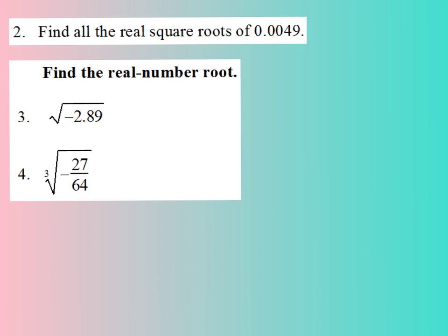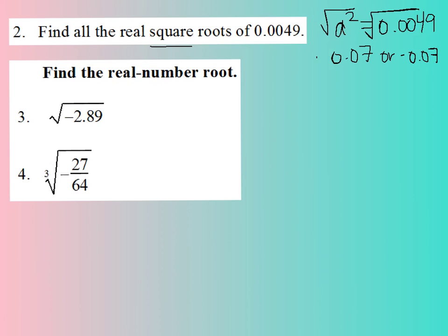Moving on. Alright, number 2 says find all the real square roots of 0.0049. Alright, so square roots lets us know that we're trying to find a number times itself. So what number, when you square it, is equal to 0.0049 is what this wants to know. So what you do is you just take the square root of each side to undo that square. So the square roots would be 0.07 or negative 0.07. So these are our real square roots of this number, both the positive and the negative.